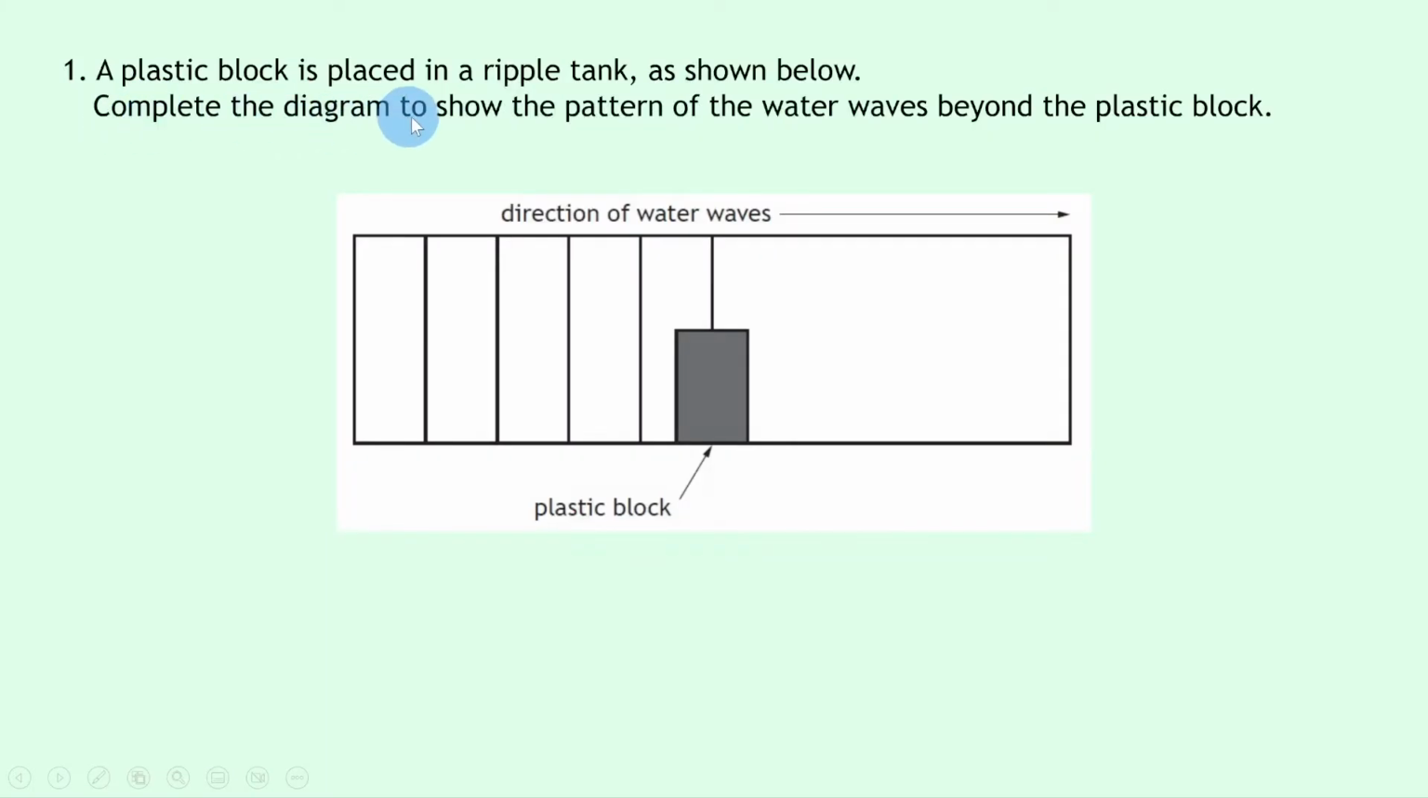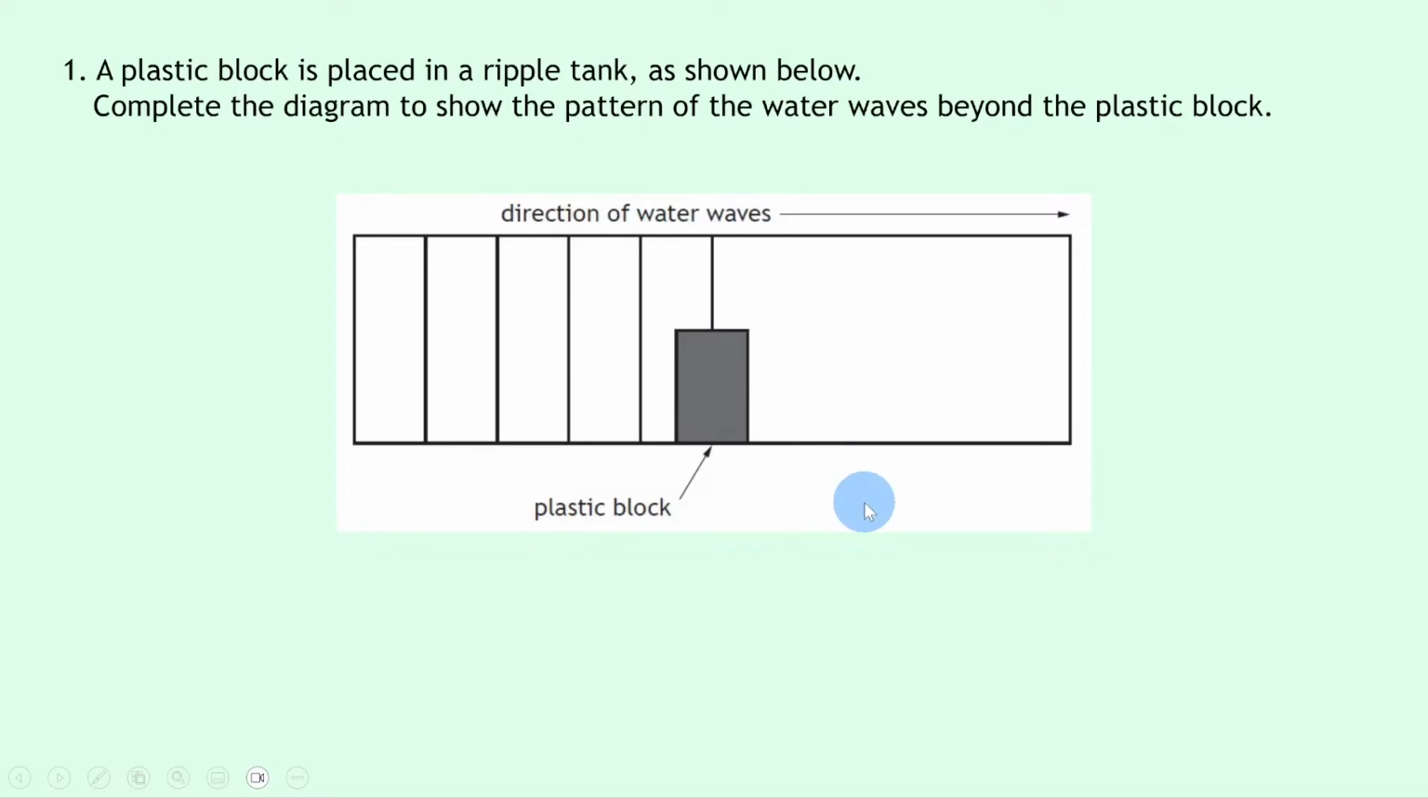So let's get started. Question 1 says a plastic block is placed in a ripple tank as shown below. Complete the diagram to show the pattern of the water waves beyond the plastic block. So there's our water waves, which are the straight lines, which remember are called wave fronts, and they represent the crests of our waves, and they're coming in towards this plastic block. And when these water waves come towards the plastic block, which is like an obstacle in this case, they're going to diffract around the obstacle.